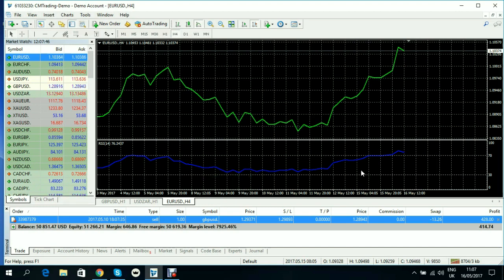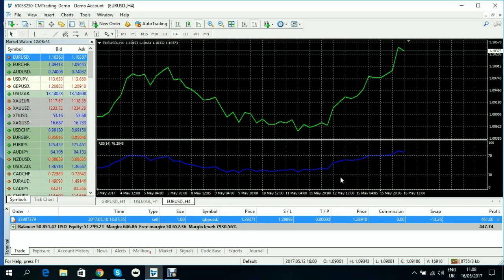So you'll find out that there are four main things that we can say stochastic does, more or less, and there are four main things that relative strength index also helps us with, and that is when relative strength index is below 30, it indicates oversold and a reversal to buy, and when it is over 70, it indicates overbought and a reversal to sell is possible.